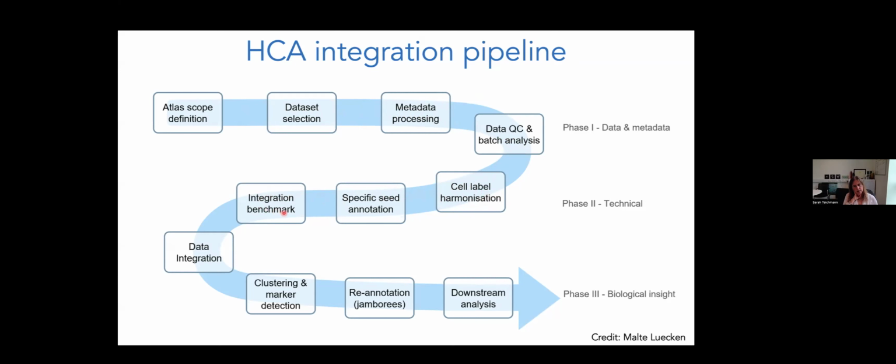Then integrating different automated frameworks or different methods with different parameters, so that you land on the most optimal framework, and then proceeding to the full data integration, clustering, marker detection, rechecking the annotations together with the biological experts, the human cell biology network, and that gives you the framework for downstream analysis.